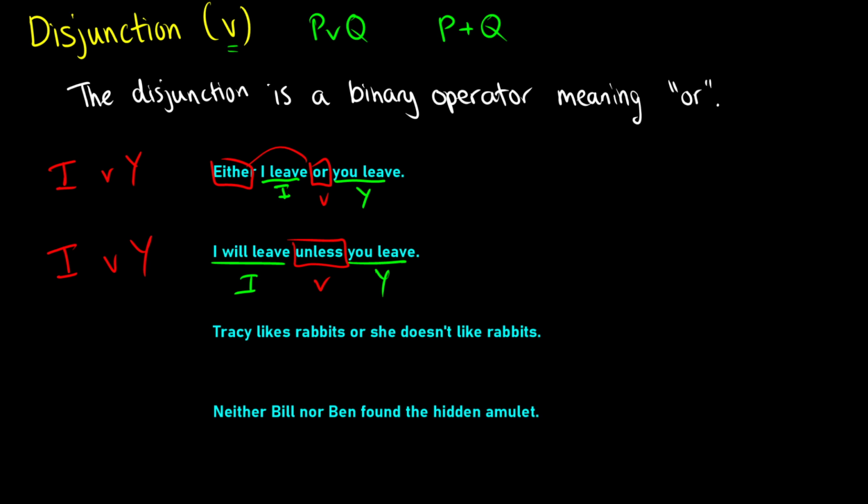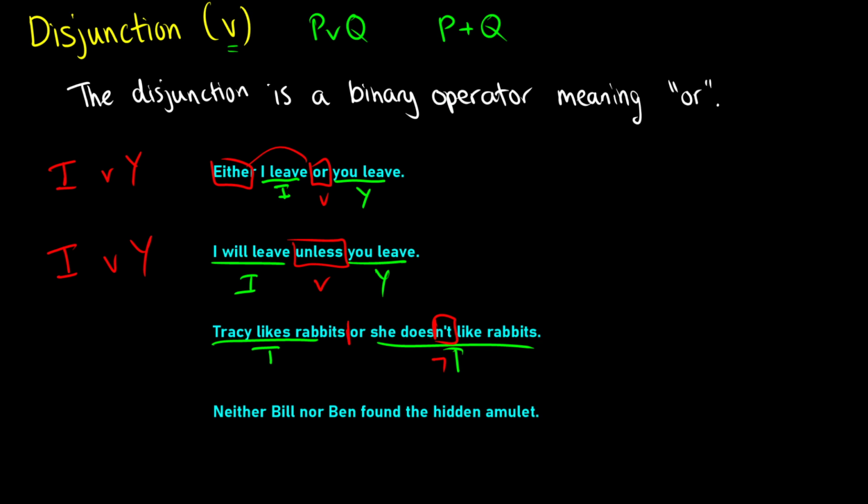Tracy likes rabbits, or she doesn't like rabbits. So Tracy likes rabbits. Let's call this T. Or she doesn't like rabbits. Oh, look here. I have an n't here. So I have a not in this case. So not T over here for Tracy doesn't like rabbits.